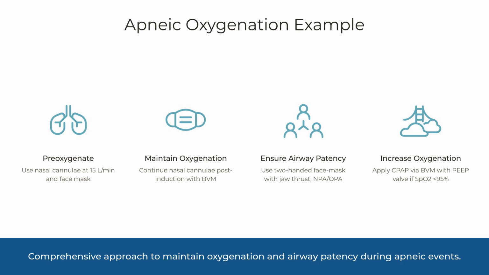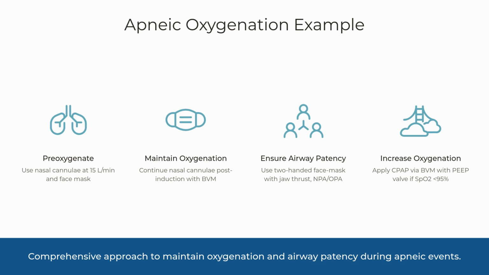Airway patency is non-negotiable. If it's blocked, oxygen can't flow to the lungs. Use a two-handed face mask technique with jaw thrust, or insert nasopharyngeal or oropharyngeal airways to keep it open. Beyond nasal cannula, high-flow nasal oxygen can deliver up to 70 liters per minute, as seen in the Thrive study, though it might interfere with mask seal.